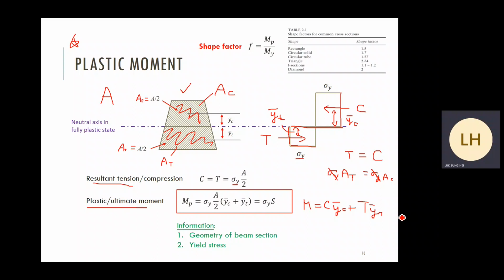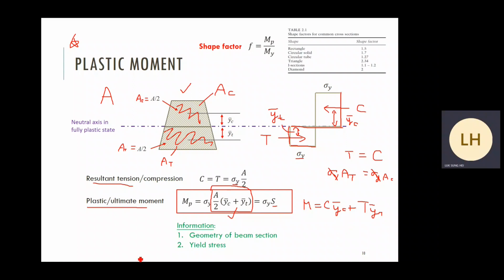Simple addition. Add up the contribution on the top and at the bottom. And then you can simplify the equation a little bit. Finally, you can get this expression. Plastic moment is equal to our yield stress times A over 2 times (Y bar C plus Y bar T). Normally, we group this geometric parameter together. We group these geometric terms, A over 2 times (Y bar C plus Y bar T), together into another part called S. S is called plastic modulus.